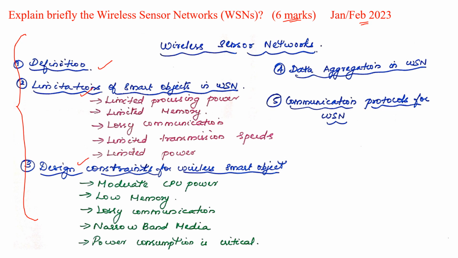Then we have the design constraints for wireless smart objects with a diagram, then data aggregation in WSN with an example, and finally communication protocols for WSN.